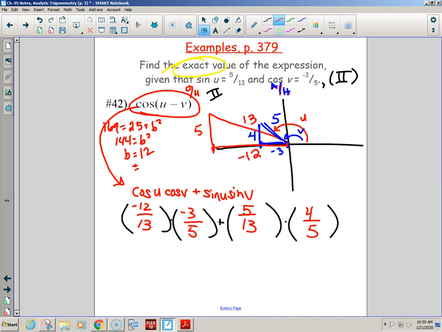Oh dear. If you guys want to write a note to yourselves, it's really easy for people to make a mistake and not get rid of the sines and cosines.